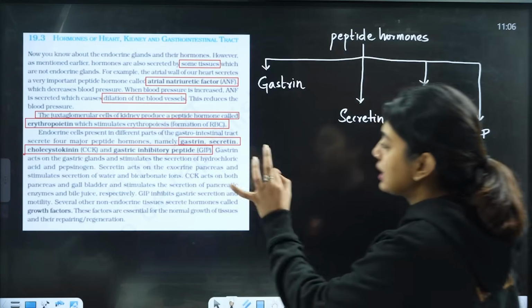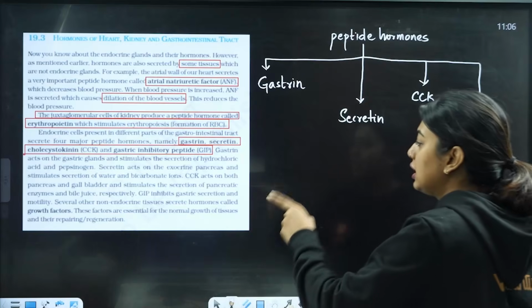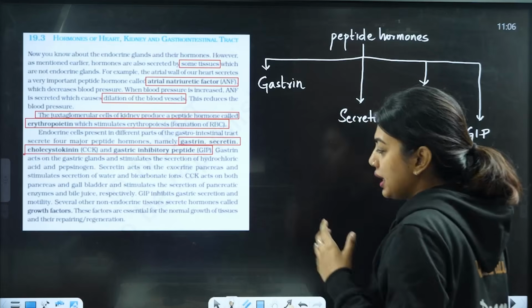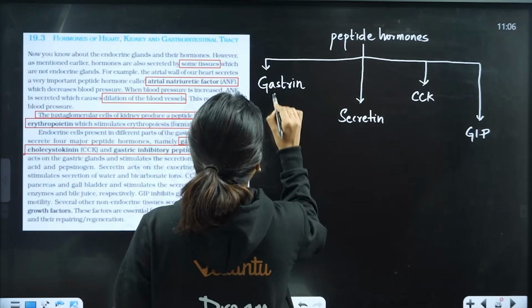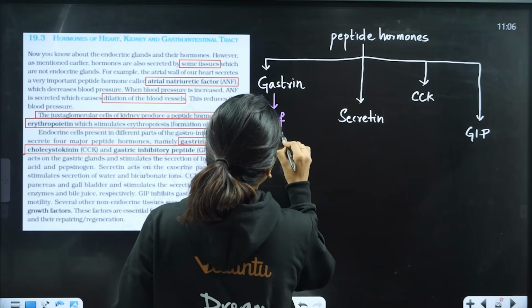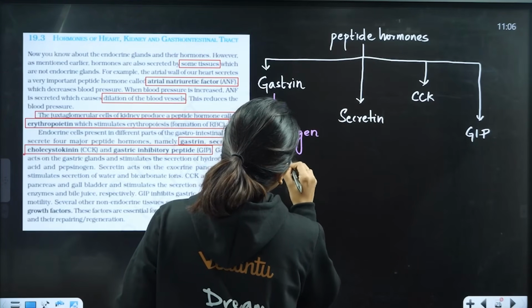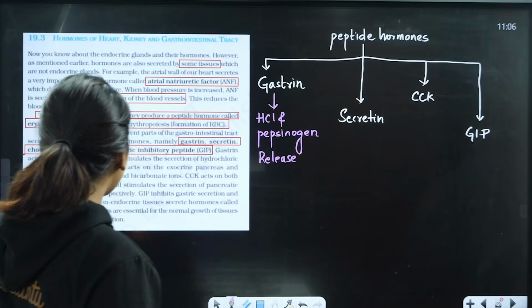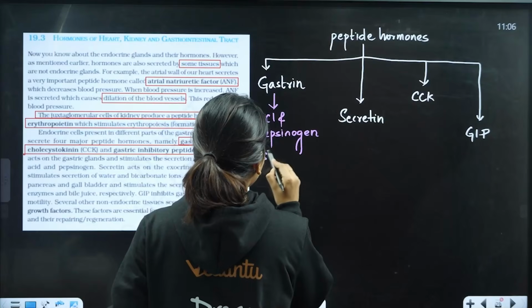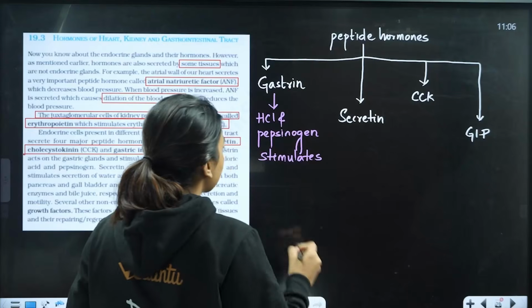Now, gastrin acts on gastric glands and they stimulate the secretion of HCl and pepsinogen. Secretin will act on the exocrine part of the pancreas and stimulate the secretion of water and bicarbonate ions. So what does gastrin do, students? It mainly releases HCl and pepsinogen, or let's say stimulating. Okay, so it is called a stimulating hormone or releasing hormone. It will do stimulating HCl and pepsinogen.